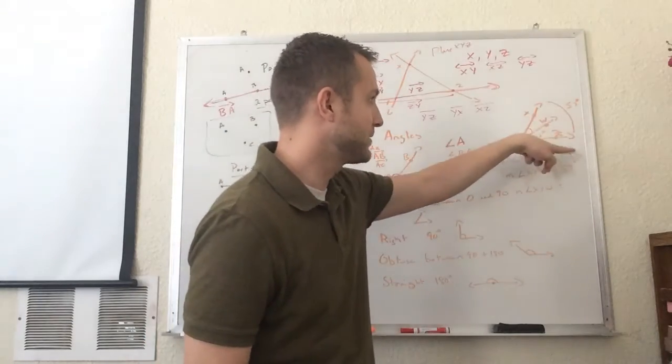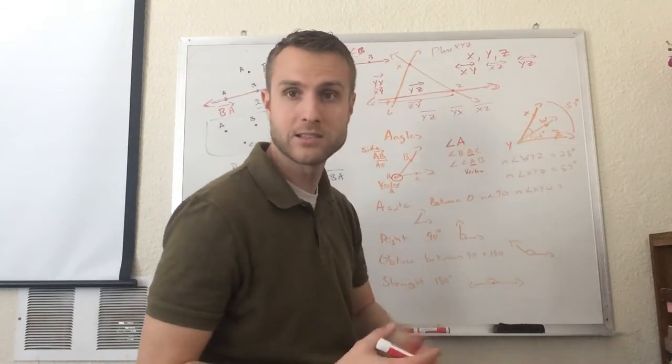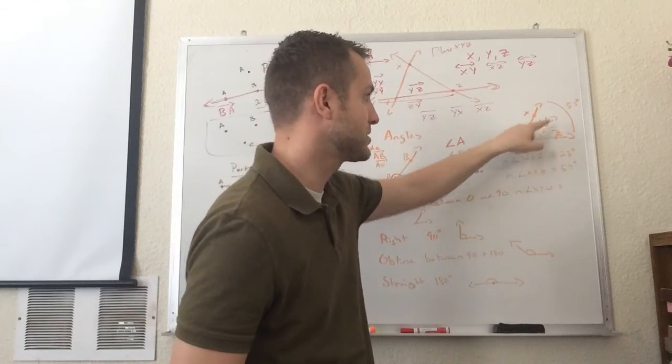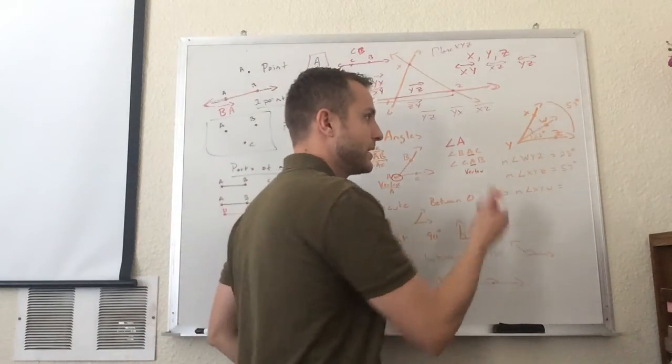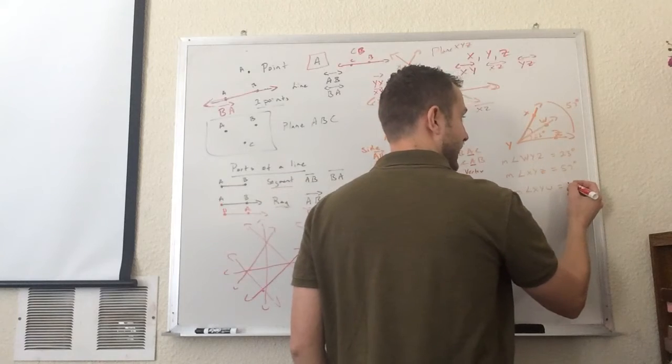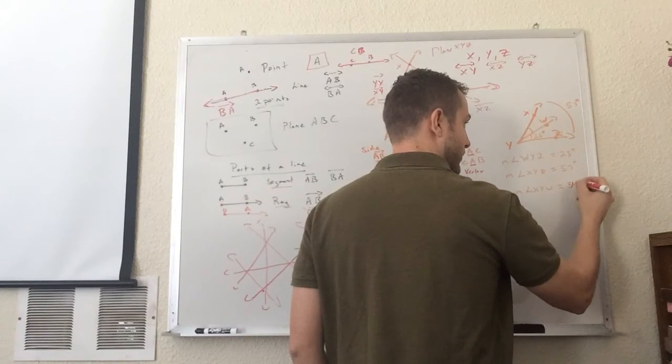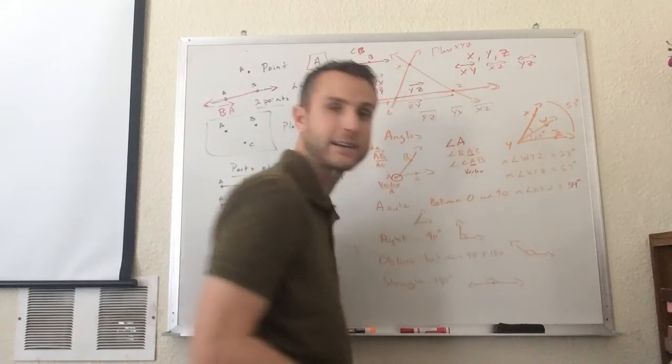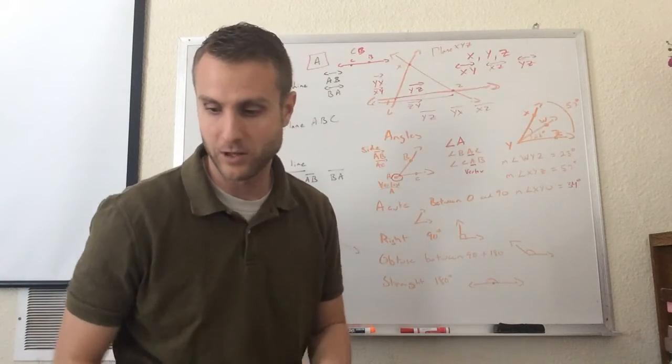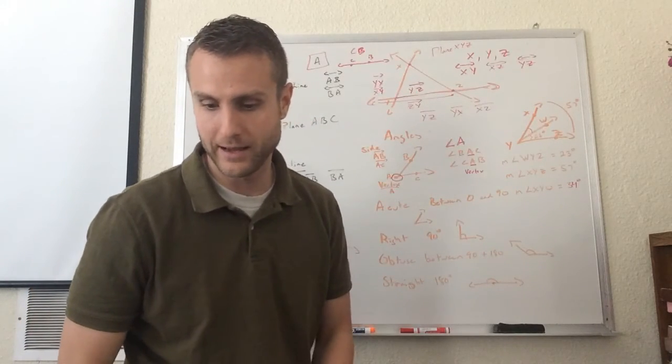Well, I know the whole thing is 57. I know this small one is 23, so to find the other small one, I know these 2 add up to that, so I just have to subtract. 57 minus 23 is going to be 34 degrees. So I just subtract, and that gives me my smallest angle, and that helps me figure that out.